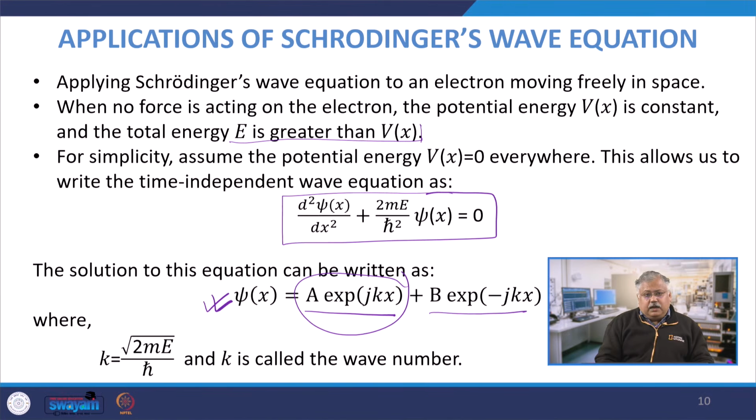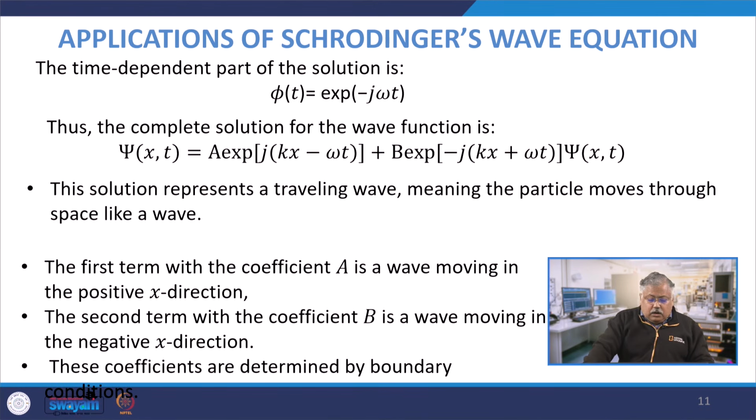k is the wave number and is given as square root of 2mE by h cut. Now let's look at the time dependent part of the solution. I get phi(t) equals exponential of minus j omega t. We will not go into further details of this.